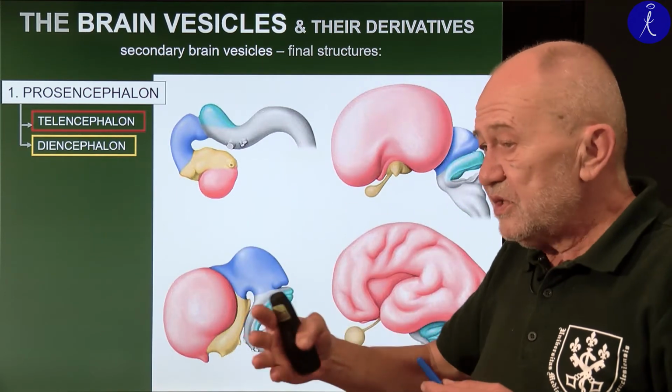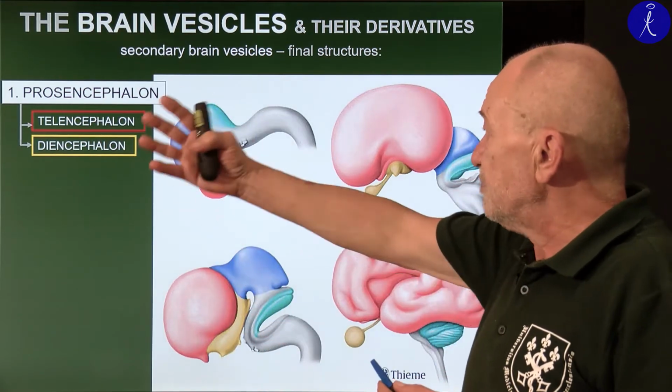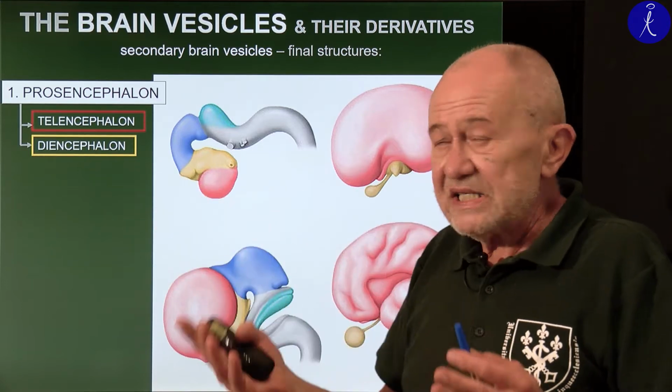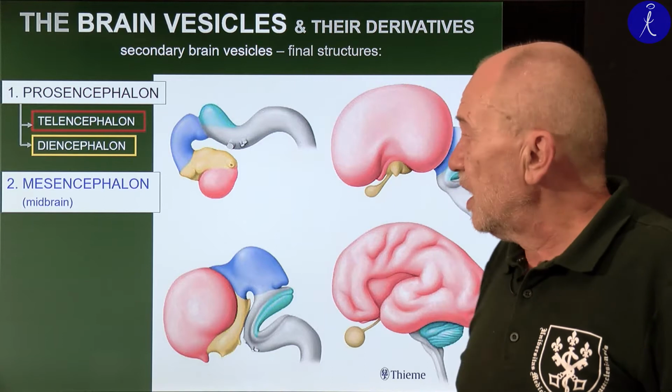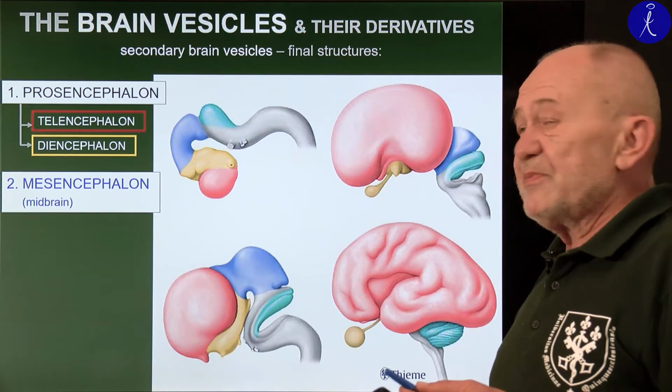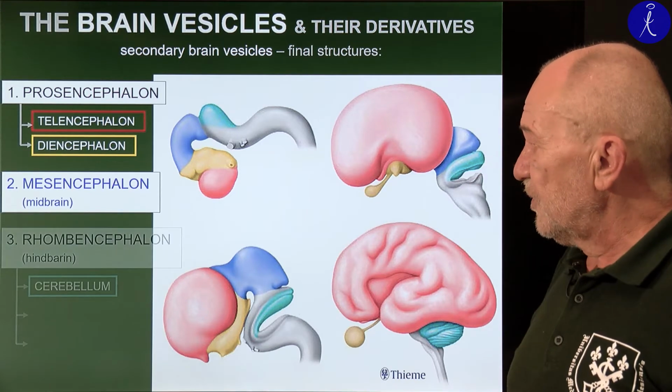Dia is in between, so between the two telencephalic vesicles. Telos is the end, so that is the end brain. Between them is the diencephalon. The mesencephalon, which quite likely most will like, because it remains mesencephalon. There are no secondary derivatives, no secondary brain vesicles developing from it.